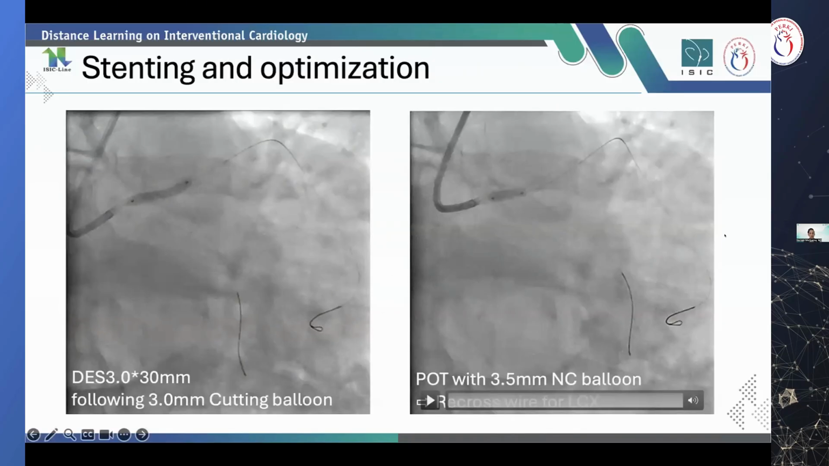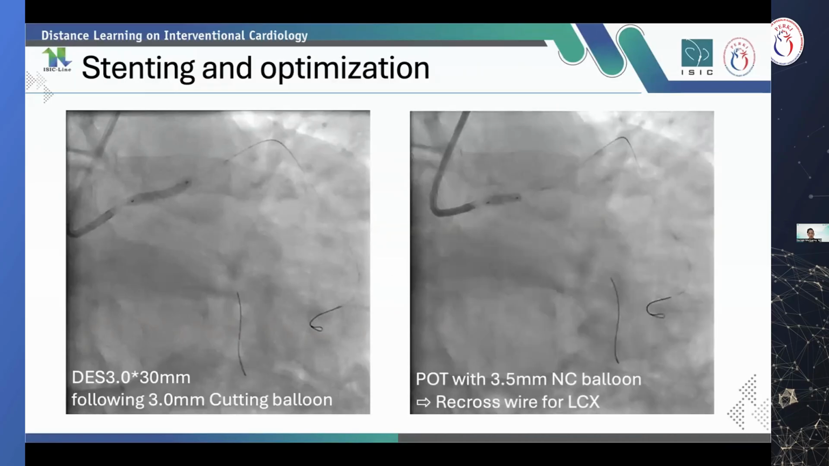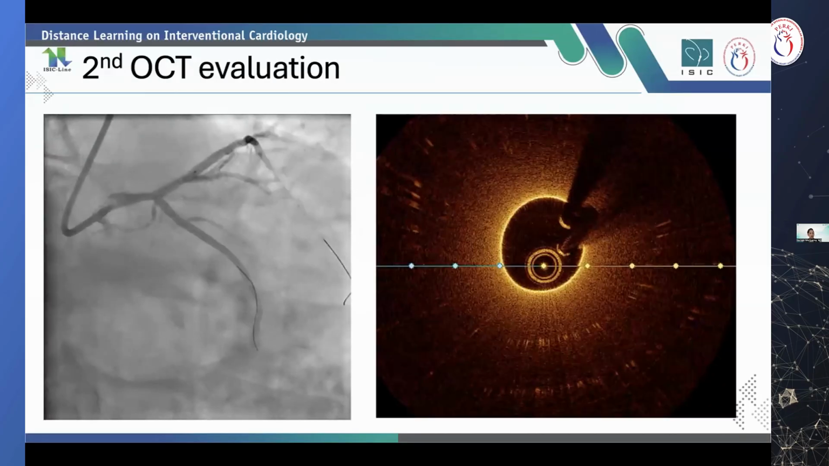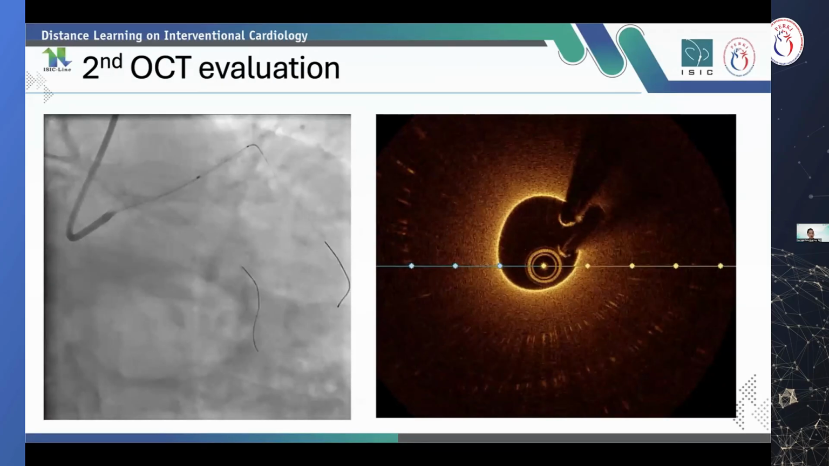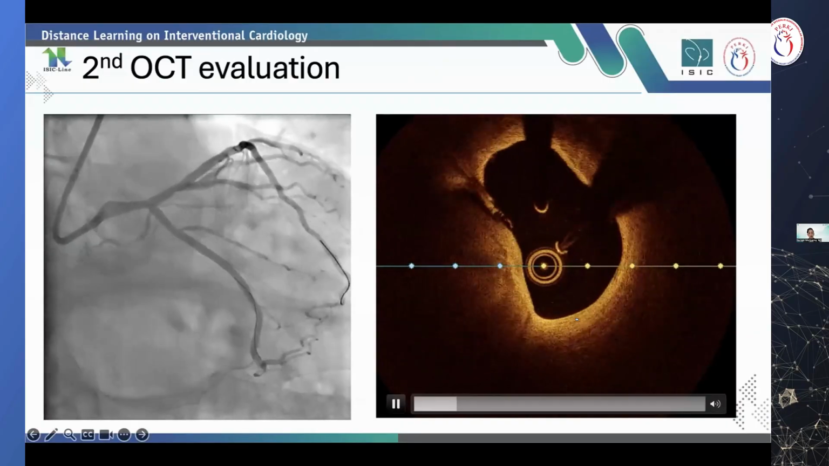This is our stent implantation. This is our stent implantation following 3 millimeter cutting balloon inflation, and then we did a POT with a 3.5 millimeter non-compliant balloon, and then I did a second OCT evaluation.